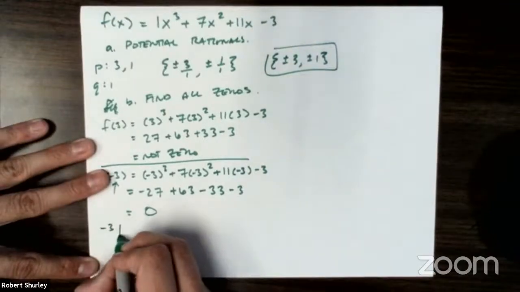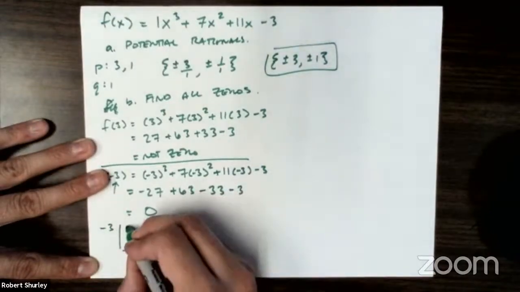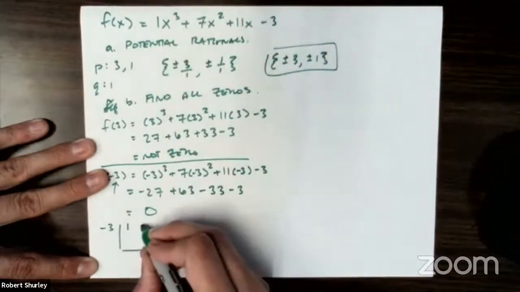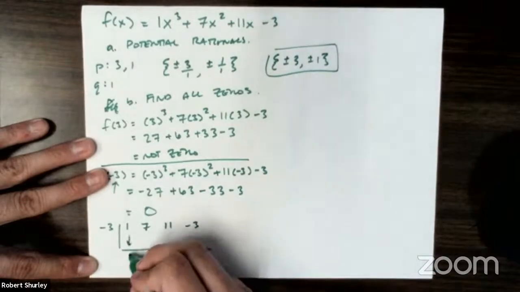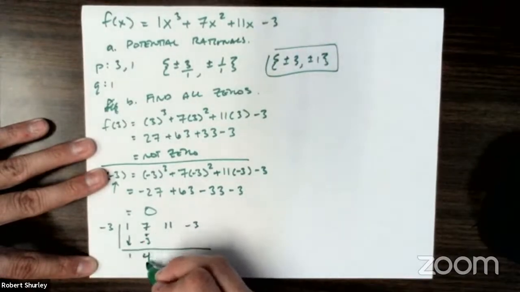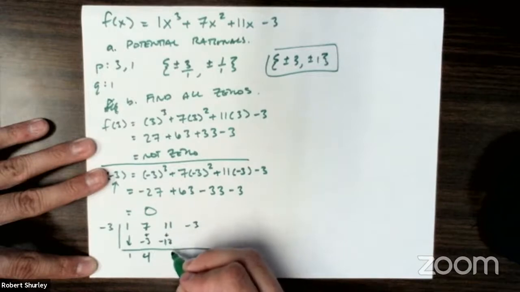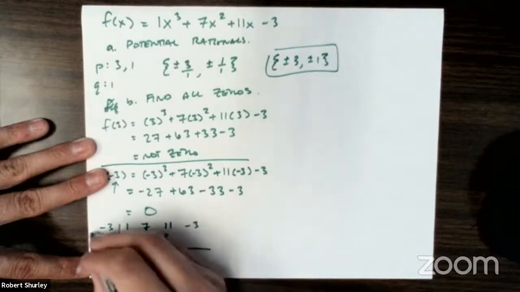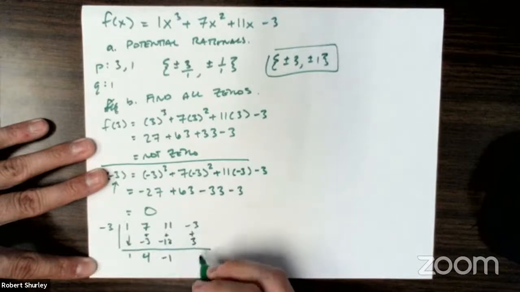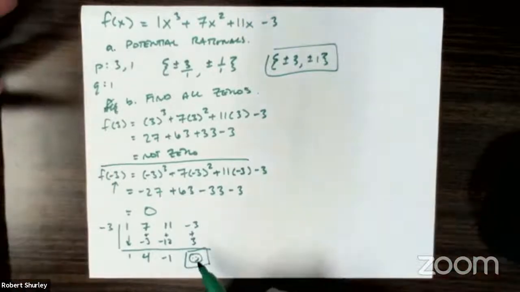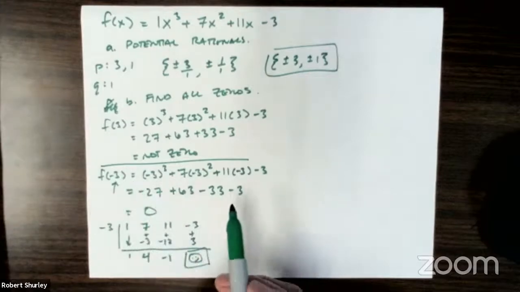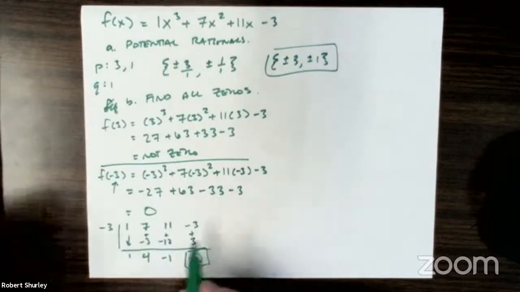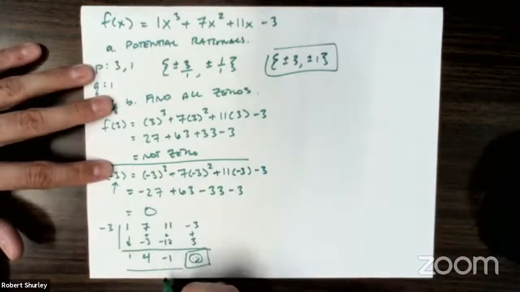So -3. The coefficients, right, are 1, 7, 11, and -3. So bring down the 1. Multiply by -3. Add that, I get 4. Multiply, -12. Add that, I get a -1. Multiply that, I get a +3. Boom, right? We knew that was going to be 0, though, because we did our math correctly, hopefully. And we knew that when we plugged in -3, we got back 0. But here are our coefficients for that quadratic.